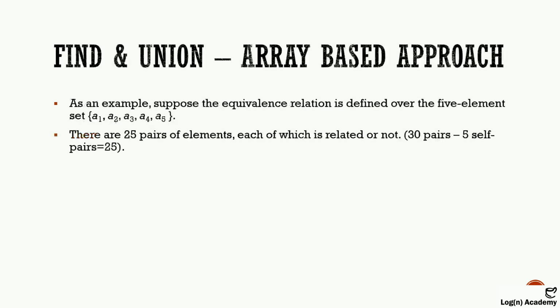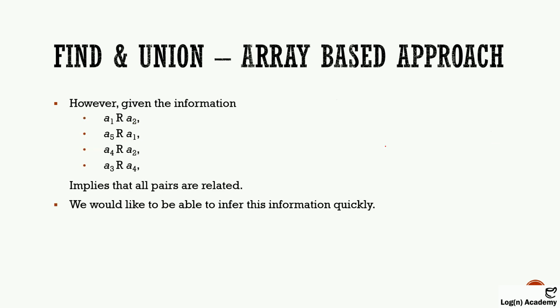Let's move towards that: find and union, an array-based approach. As an example, suppose we have an equivalence relation defined over five elements, A1 to A5. If we make the pairs, we get 25 pairs, each of which is related or not. Of these, 5 are self pairs, which are the reflexive pairs. So this is the information we have.